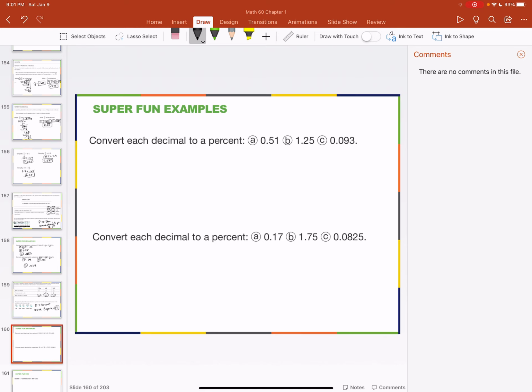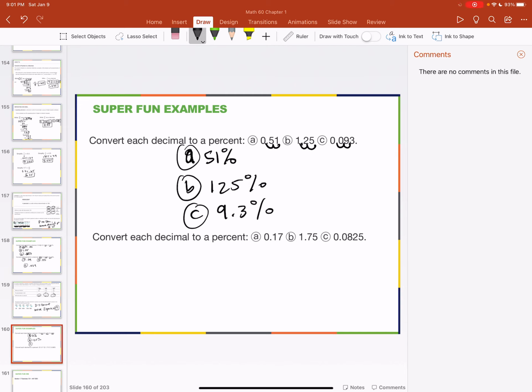So let's do some super fun examples. Let's start here with A. We have 51 hundredths, right? So move this 2 spaces, that's 51%, okay? So B, move this decimal 2 spaces, 125%. C, move that 2 spaces, 9.3%, okay?